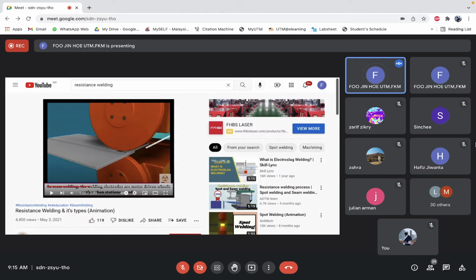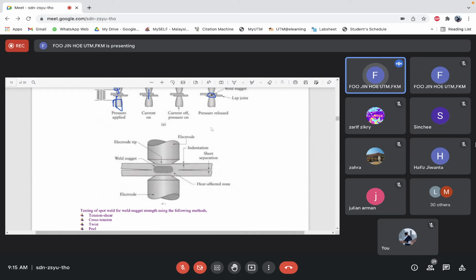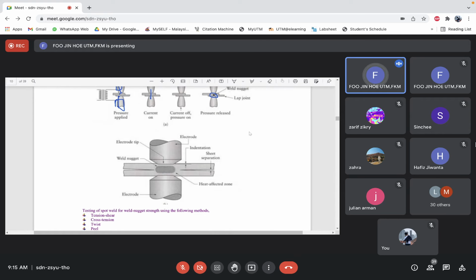Let's move back to the notes. I'm going to draw a drawing for you. Normally, the product that needs to be produced by seam welding uses this metal, and then they fold it into something like this, and this piece of metal will be something like this.